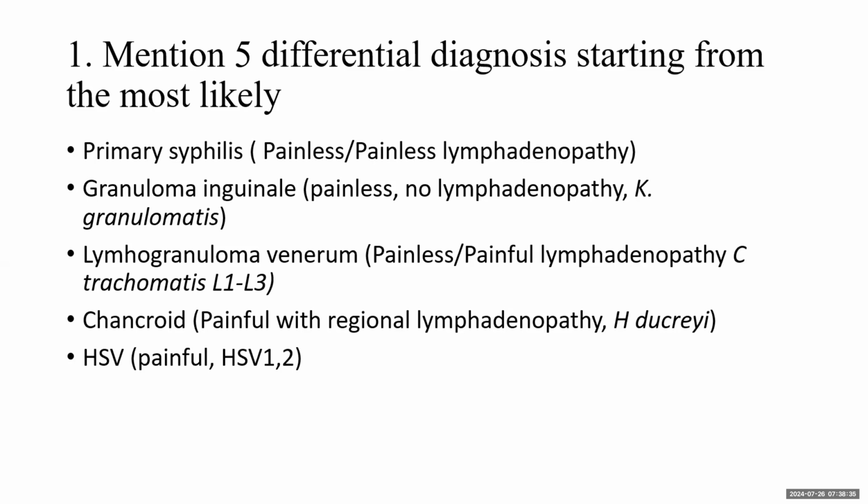However, there's no lymphadenopathy caused by Klebsiella granulomatis. Then lymphogranuloma venereum, also called LGV, causes a painless ulcer. However, there's painful lymphadenopathy. Then there's chancroid, which comes with a painful ulcer with regional lymphadenopathy, caused by Haemophilus ducreyi. Then HSV, here HSV 2, but usually now there's both HSV 1 and 2 because of the practice of oral sex, so we think of HSV 1 and 2, which also cause painful ulcers.